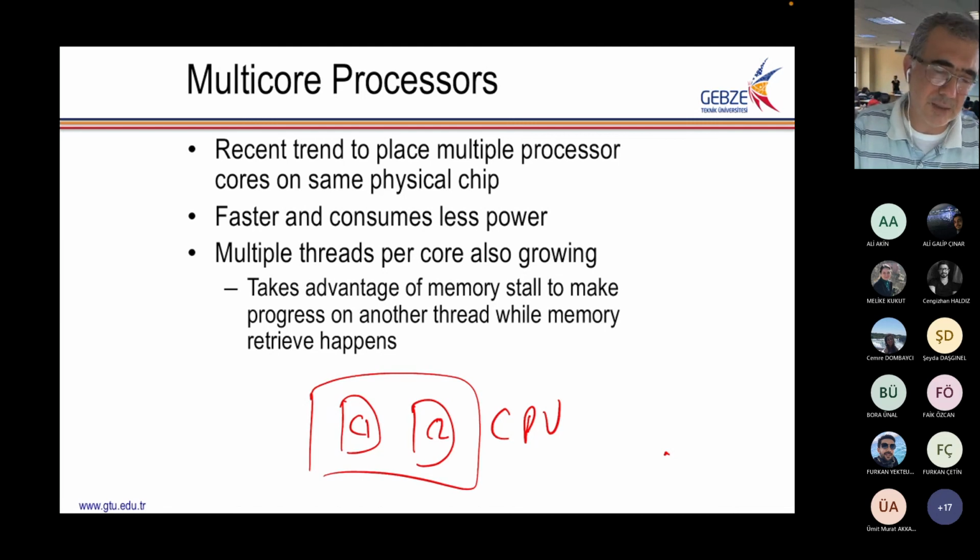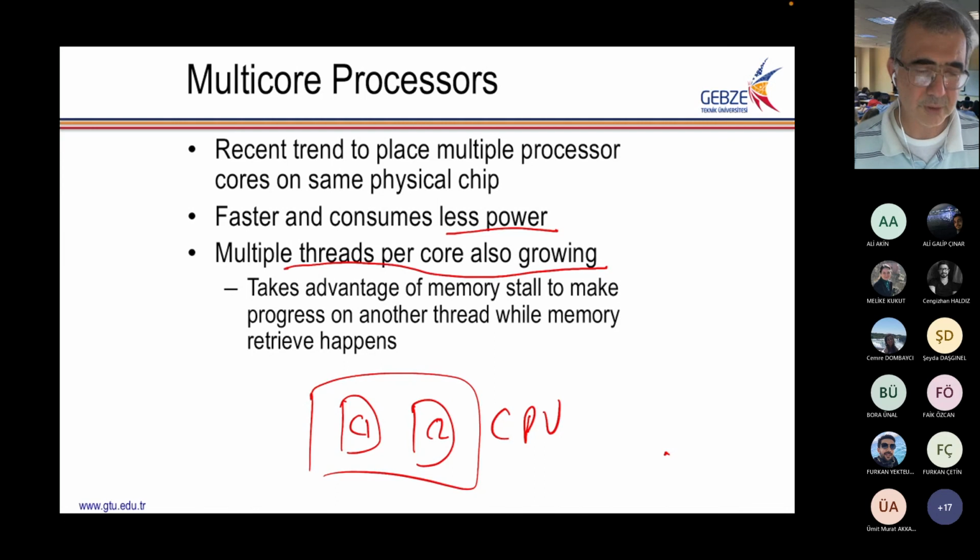They can also share memory, so memory can be accessed inside the chip. So it's like a cache. They can access the cache memory much faster compared to the case when they are different processors on the same logic board. It consumes less power than having multiple processors.